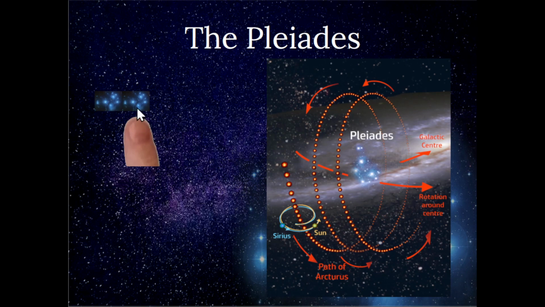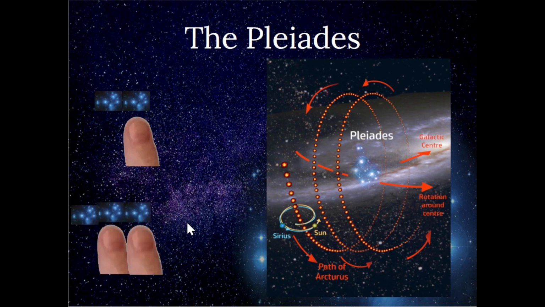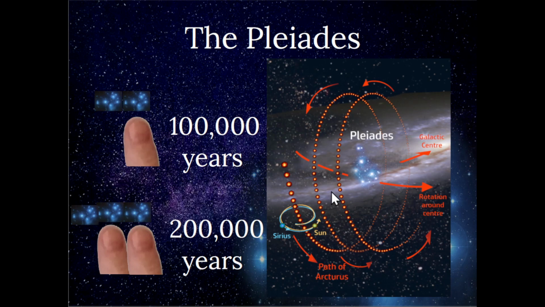So there is 1 thumb distance. There is 2 thumbs distance. So would you be able to work out the motion of our sun around the Pleiades by seeing the Pleiades move 2 thumbs distance? Well, I will tell you now that 1 thumb is 100,000 years and 2 thumbs is 200,000 years.